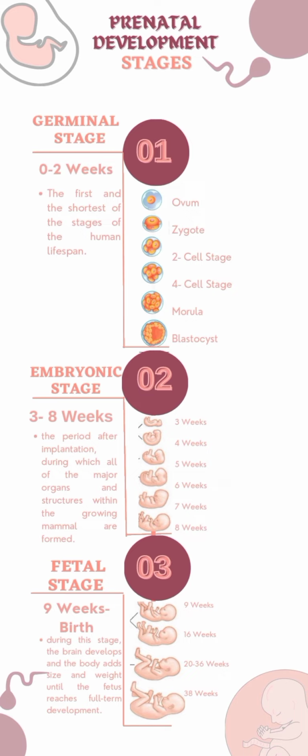Moving forward, once cell differentiation is mostly complete, the embryo enters the next stage, which is the fetal stage, and becomes known as a fetus. It begins during 9 weeks and lasts until birth. During this stage, body systems and structures continue to develop, and the body adds size and weight until the fetus reaches full-term development. As you can observe in the picture, the fetus is developing every week.